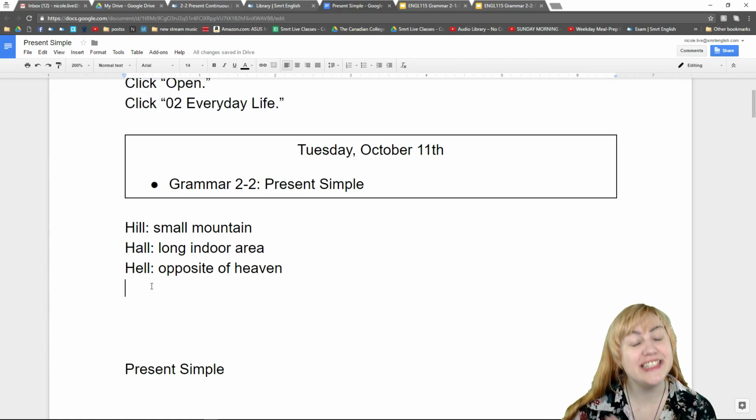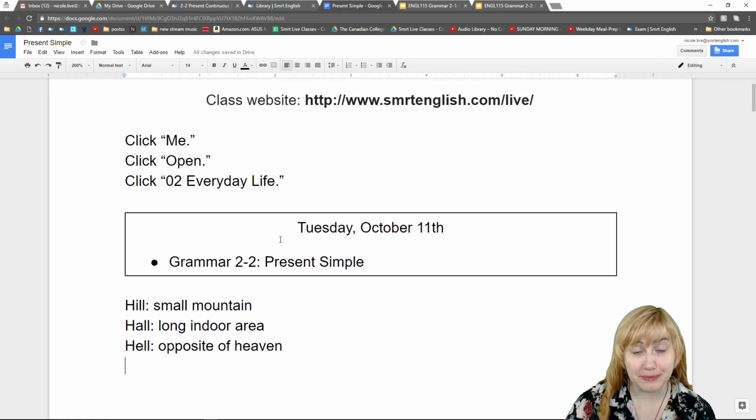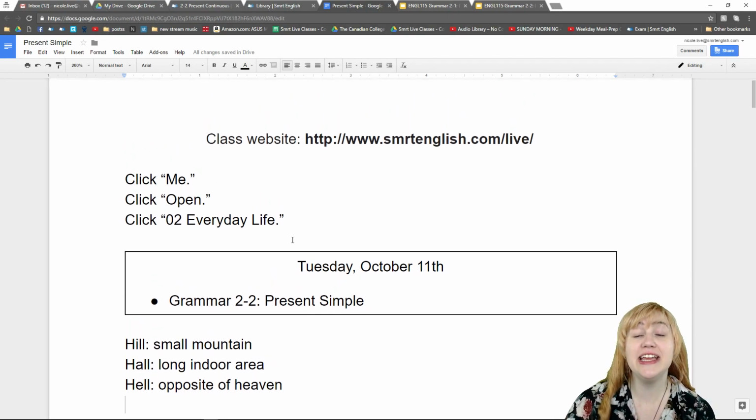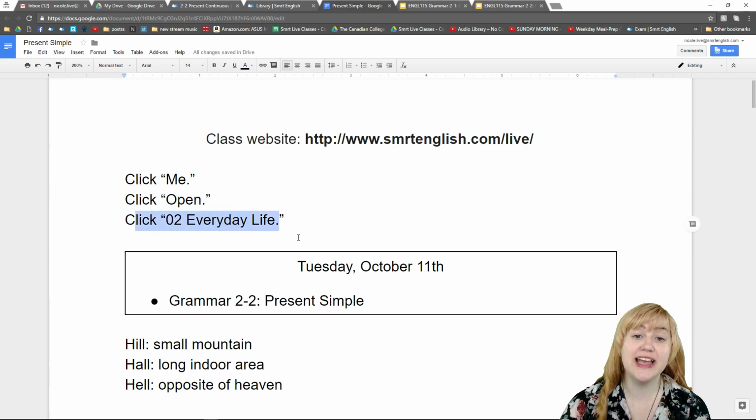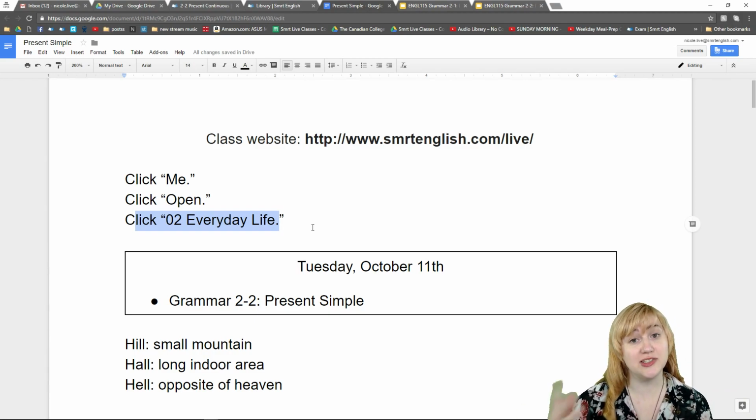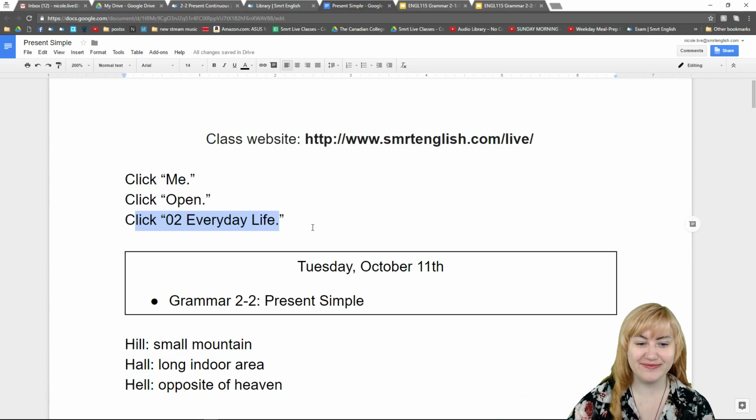Today's lesson is going to be present simple. If you have the Smrt website, you can go to the Smrt website here, and we're going to click Open, and then Unit 2 is Everyday Life. If you don't have access to the Smrt website, that's okay. You can just watch. You just don't get all the extra homework and quizzes and feedback and things like that.